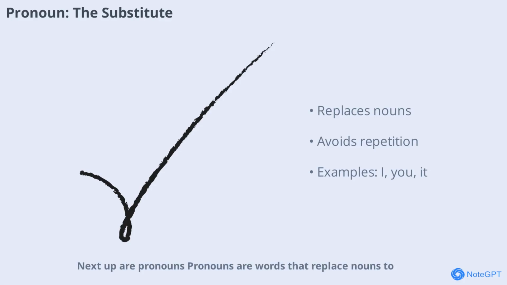Next up are pronouns. Pronouns are words that replace nouns to avoid repeating the same word over and over. For example, instead of saying, "The robot bought a laptop and the robot uses the laptop every day," you can say, "The robot bought a laptop and it uses it every day." Here, it is a pronoun that stands in for both robot and laptop. Common pronouns include I, you, he, she, it, we, and they.